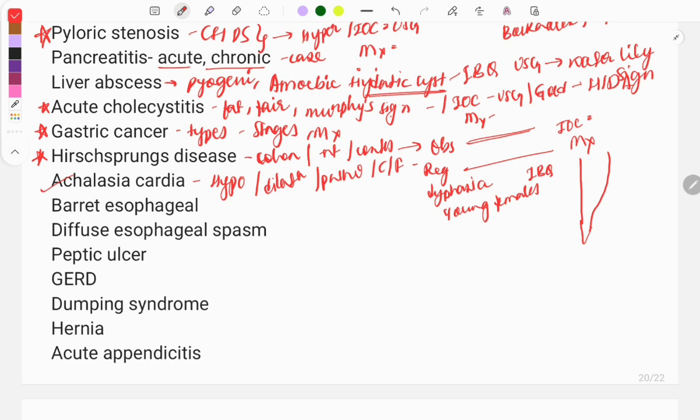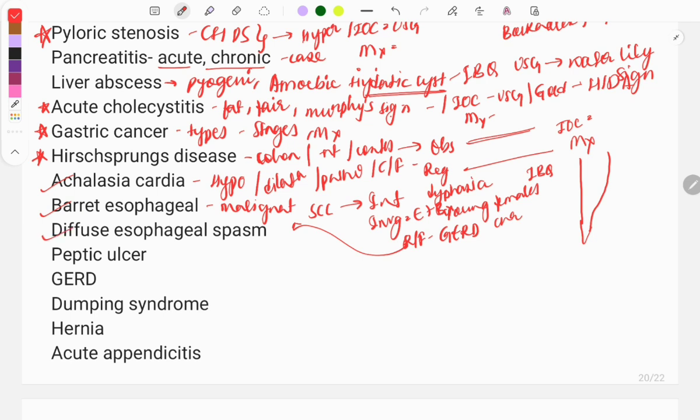Then moving on to the Barrett esophagus, it is a pre-malignant condition, in which there will be transformation of the esophageal cells from the squamous cell to the intestinal metaplasia. So look at the investigation, which will be the endoscopy plus biopsy, and the management. And the risk factor is the GERD, which is a regurgitation disorder. So in a patient with chronic GERD, this can be a risk factor.